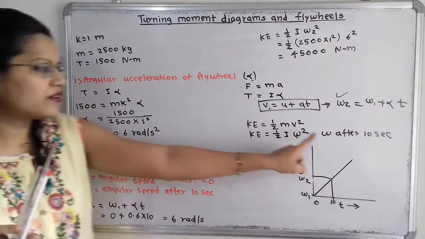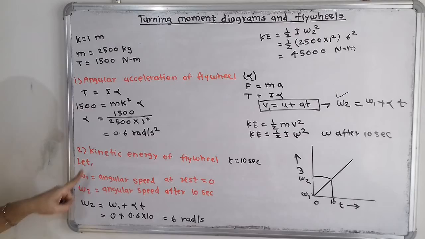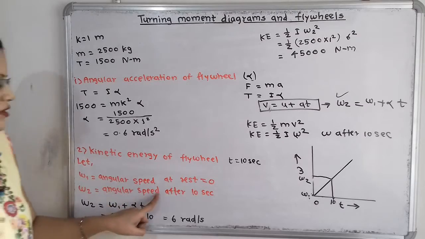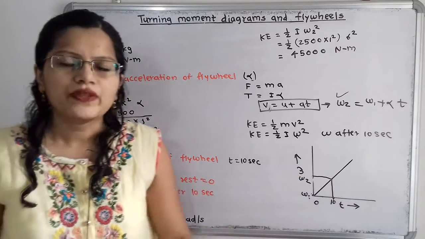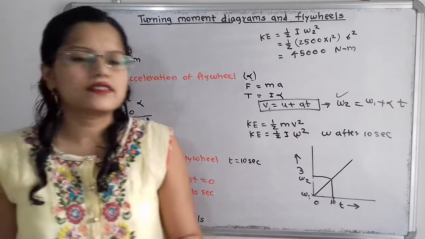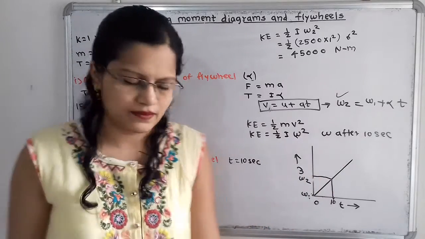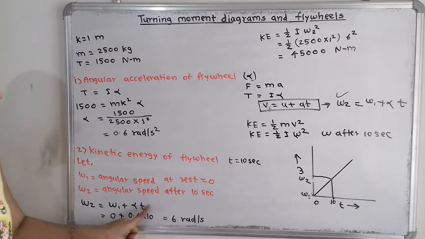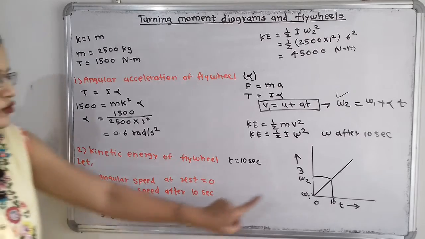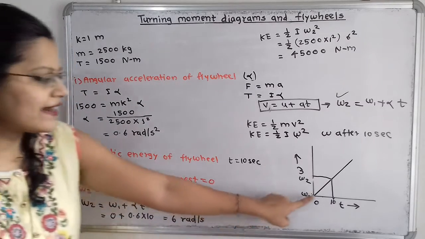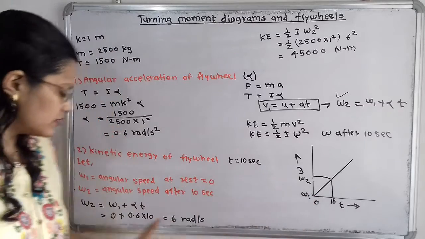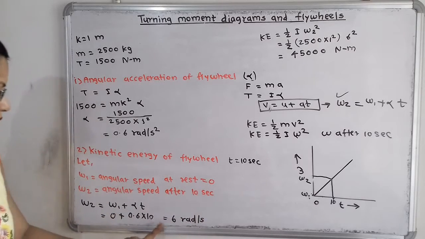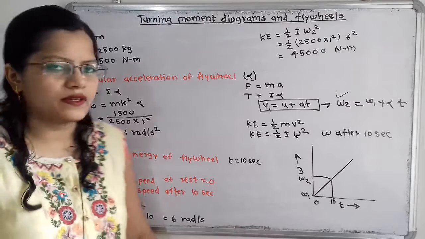Before that, let omega 1 be the angular speed at rest, that is at 0, and omega 2 the angular speed after 10 seconds. Omega 1 and omega 2 are considered with constant acceleration. The formula we use is omega 2 is equal to omega 1 plus alpha t. When we put in the values, omega 1 is 0 because at time 0 it is at rest, alpha is 0.6, and time t is 10 seconds. So omega 2 is equal to 6 rad per second.